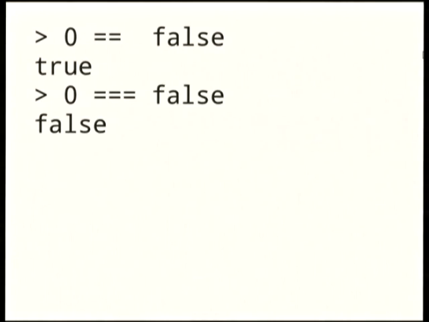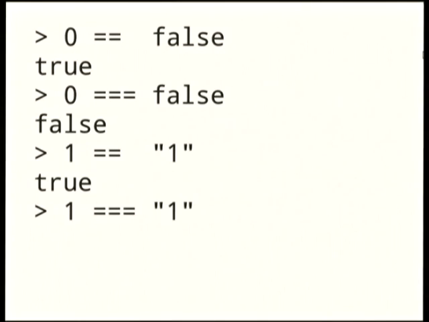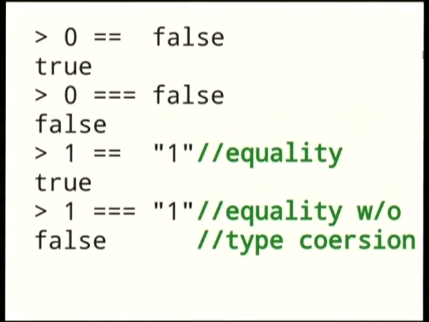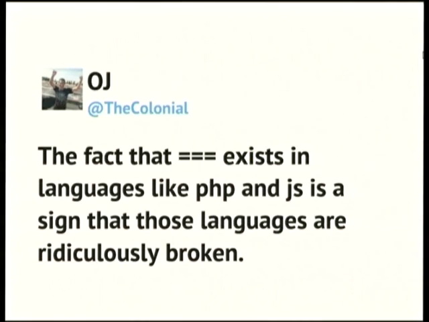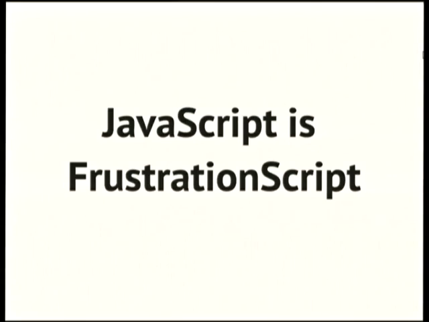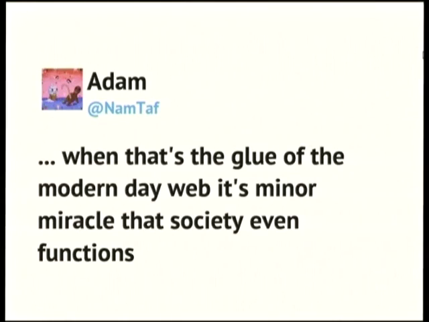No, it's not. It's not equal to false, because you have double equals and triple equals. It's the same with true as well, where you have a 1 equals a 1. No, it doesn't actually equal a 1 because of type coercion. And this is awful. Always use a triple equals unless you're doing type stuff. Because any language where there has to be a triple equals as opposed to an actual equals is awful. And this is just frustration script. And when it's the glue that holds together the web, it's like, ah.